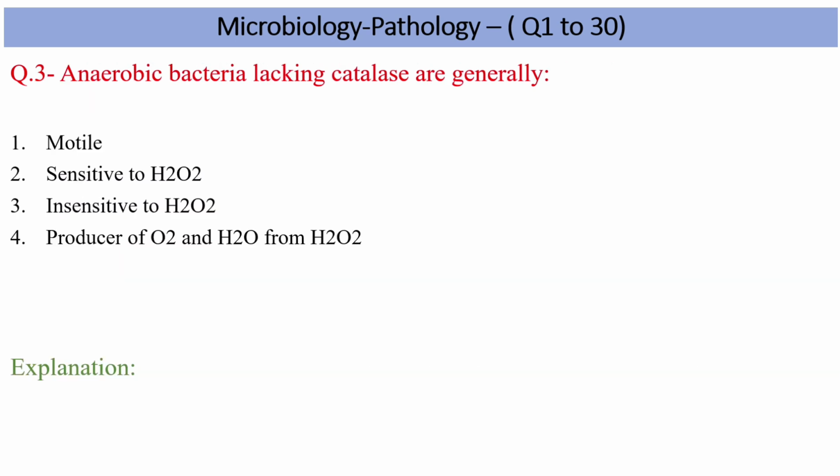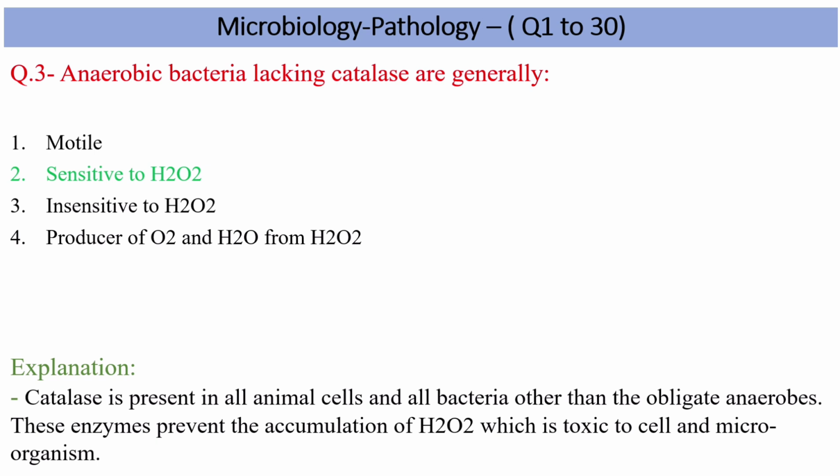Anaerobic bacteria lacking catalase are generally: motile, sensitive to hydrogen peroxide, insensitive to hydrogen peroxide, producer of water and oxygen from hydrogen peroxide. Correct option is sensitive to hydrogen peroxide. Catalase is present in all animal cells and all bacteria other than obligate anaerobes. These enzymes prevent the accumulation of hydrogen peroxide, which is toxic to cells and microorganisms.